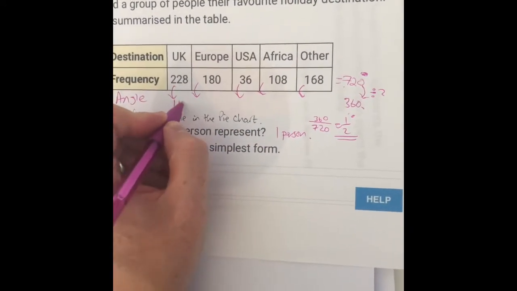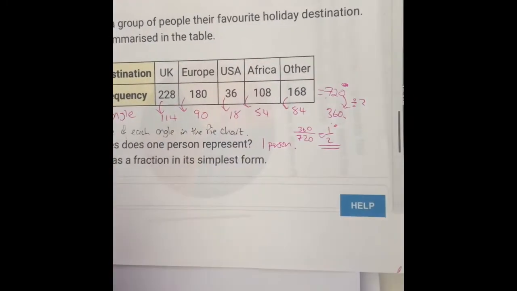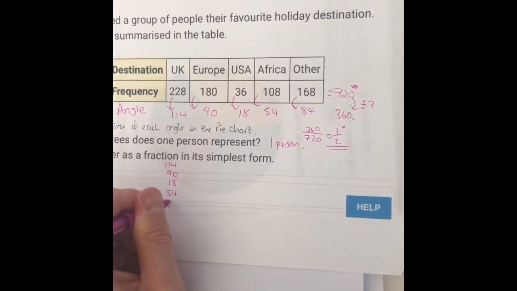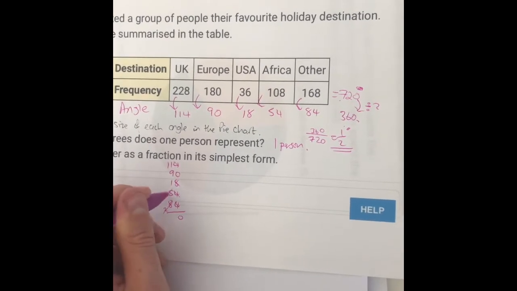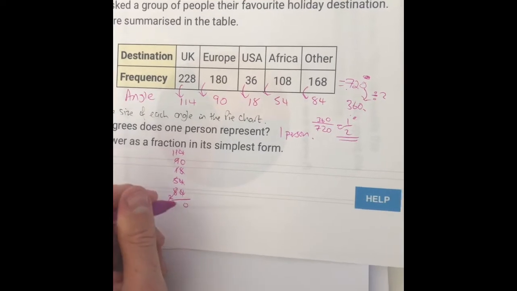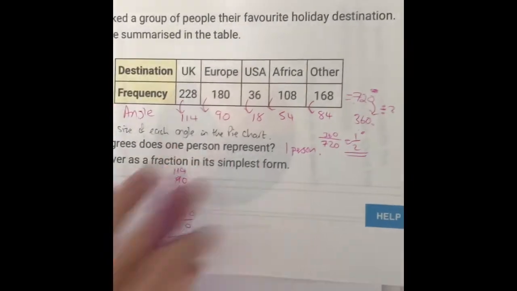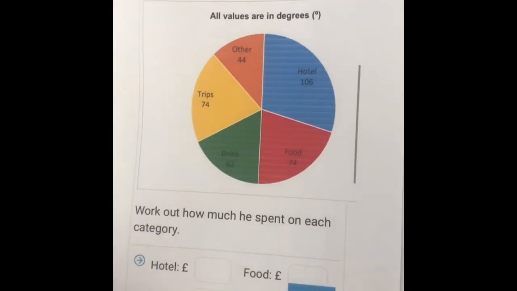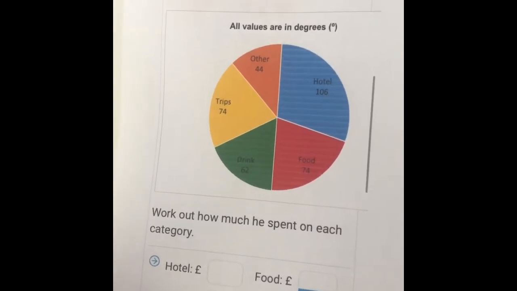So this will be 114, 90, 18, 54, 84. And if I add them up, just to double check, they should add up to 360. Yep, 360 degrees. Okay, sorted. And final one. So this time you're given a diagram. Questions might be, which of the items did he spend the most on?